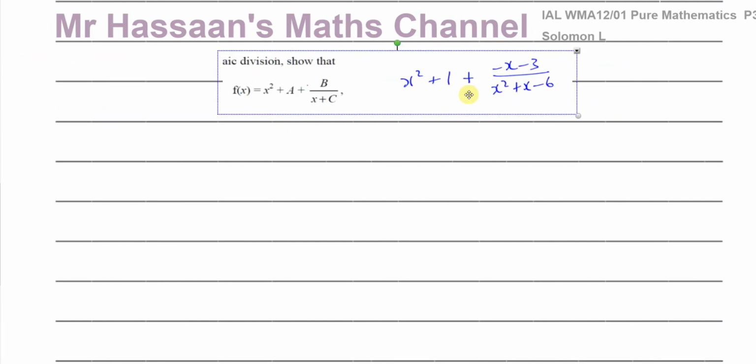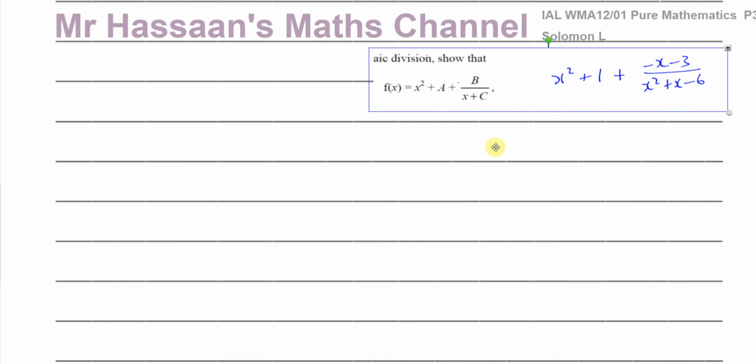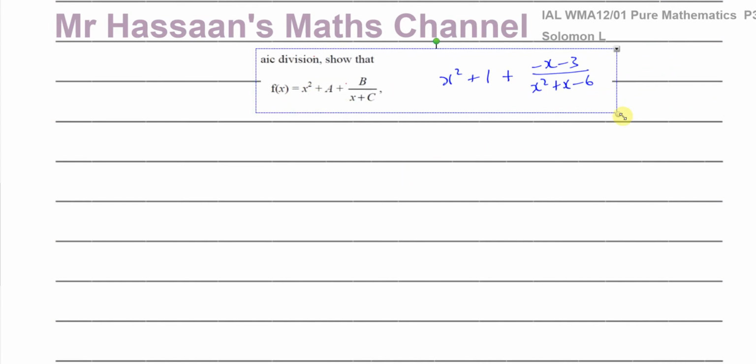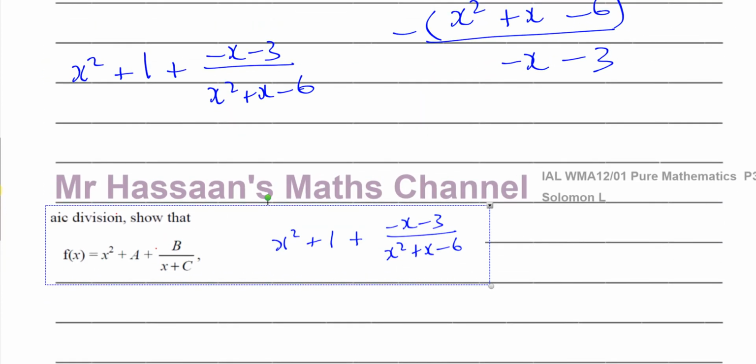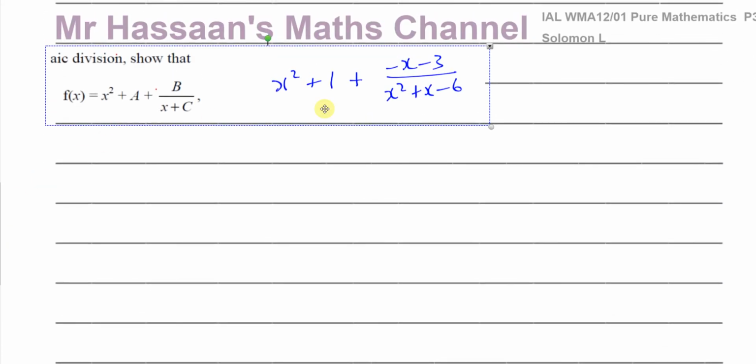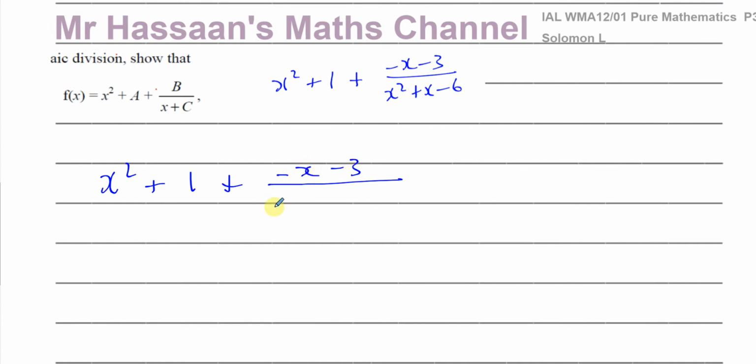And if I paste it over here, we can see that we have to make this become that. We got x squared plus 1 plus minus x minus 3 over x squared plus x minus 6. So how are we going to make this become that? Well, first thing I can see is this denominator can be factorized. If you factorize this, you're going to get x term here and here, different signs because the product is negative. They multiply to give you minus 6, they add to give you 1, so it's 3 and minus 2.